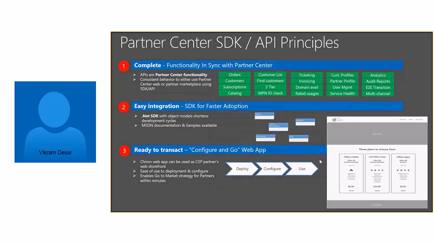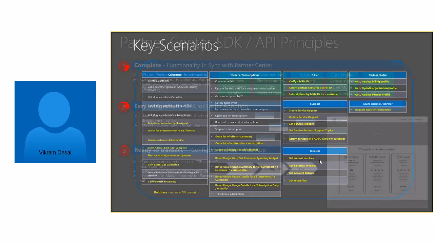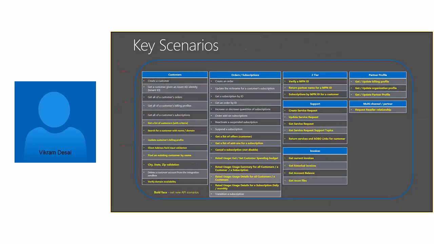So here is a full list of scenarios that we support today. It's a big list, and all of this is available at MSDN the same way. As a partner, you can create a customer, view your customer list, search for a specific customer, and update their billing profile. You can even verify domains, which was one of the biggest feedbacks we received. While creating a domain, you can verify whether this domain exists or not. These kinds of functionalities were available in Partner Center but not exposed by APIs before. So we made that available, and all of that is available for you now.